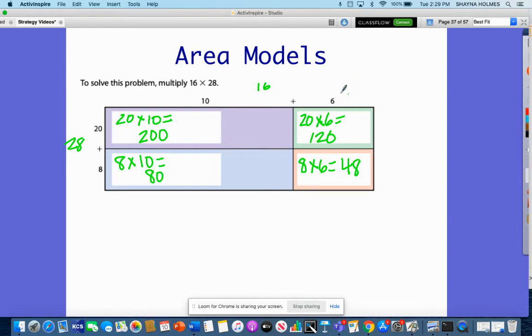Just something to remember: however many place values you have, that is how many multiplication problems you're going to have. So I've got a tens and a ones here, so that's 2 place values. I've got a tens and a 1 here, that's another place value. So I have 4 total, so I'm going to have 4 multiplication problems.